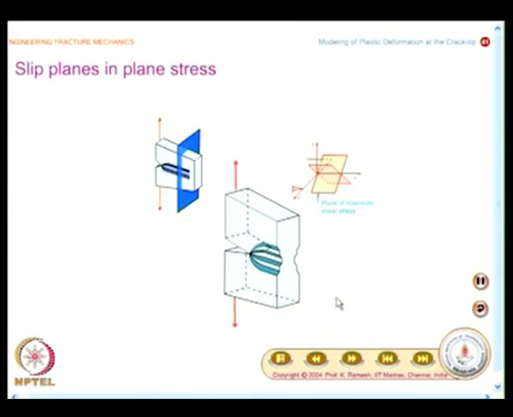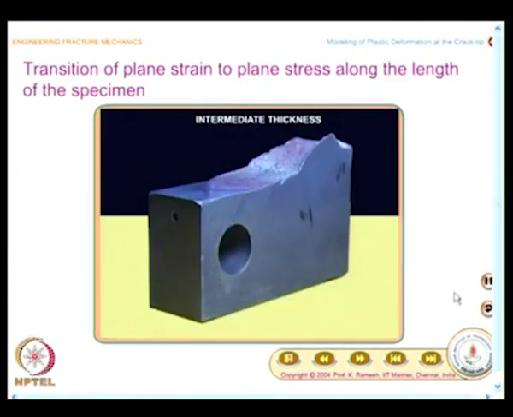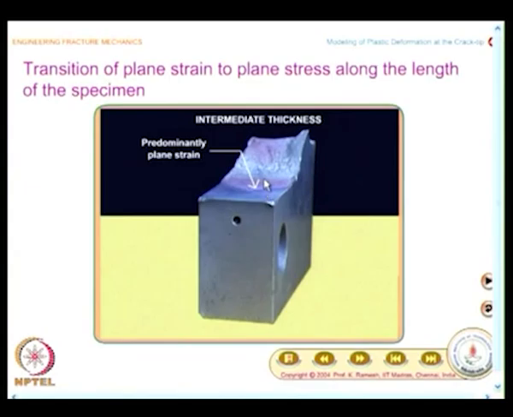And in fact, if you go ahead and see how the specimen looks, you had seen it earlier from the context of delineating the crack surface and fracture surface. So initially a crack propagates by tearing action, finally you have a shear lip.